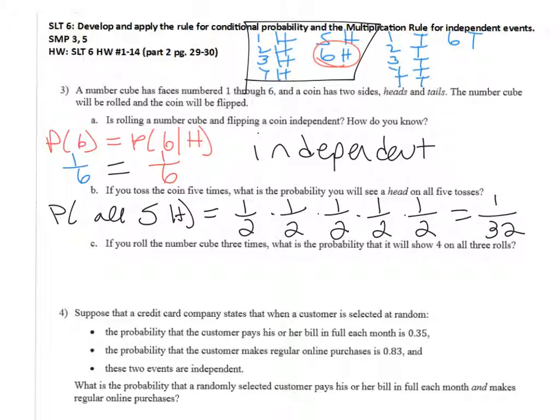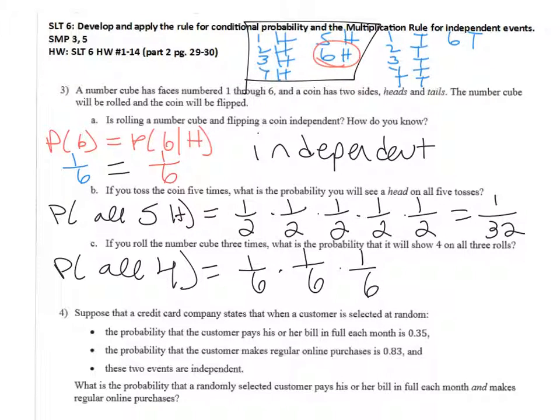So if you roll a cube 3 times, or the dice 3 times, what's the probability it shows all 4s? Well, the probability of getting a 4 is 1/6. My next roll, I'll have the same probability of getting a 4, and a 4 for my 3 different rolls. That's 1 out of 216.